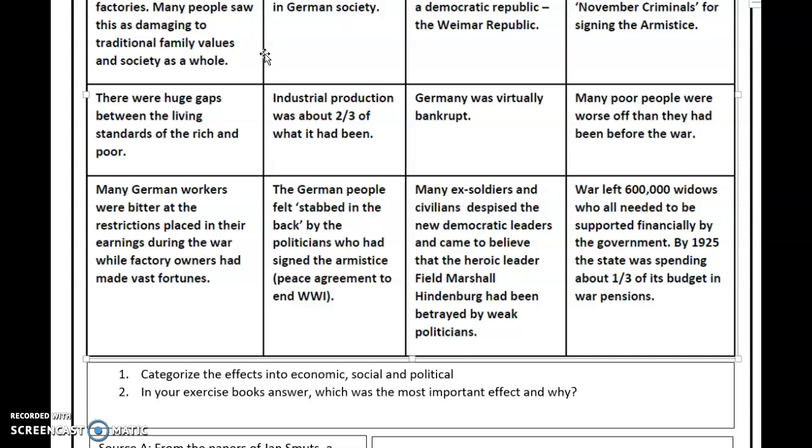Or do you think it could be social, for example, due to the heavy losses to German life? I would like you to have a read of the table and write down 3 lines as to why you support that reason as the most important. So pause the video now.